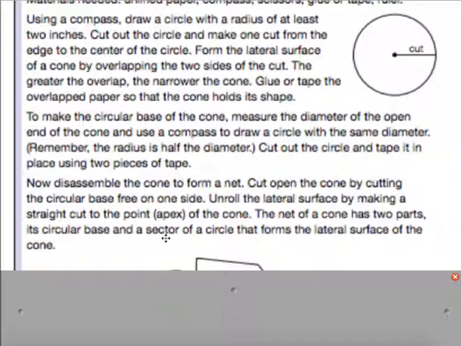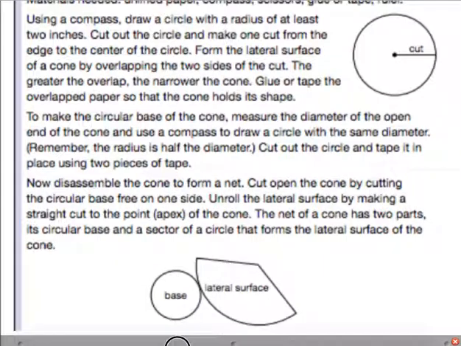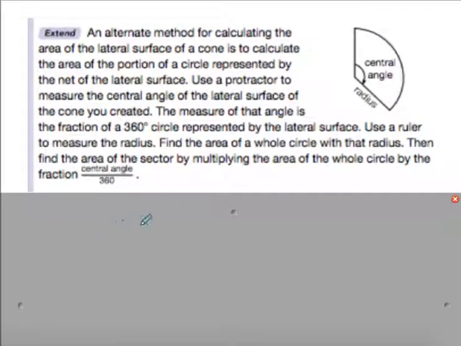And the net of the cone has two parts. It has its circular base, and we have a sector of the circle that forms the lateral surface area. Now there's another way to calculate the area of the lateral surface area. It's calculating the area of the portion of the circle represented by the net of the lateral surface area.